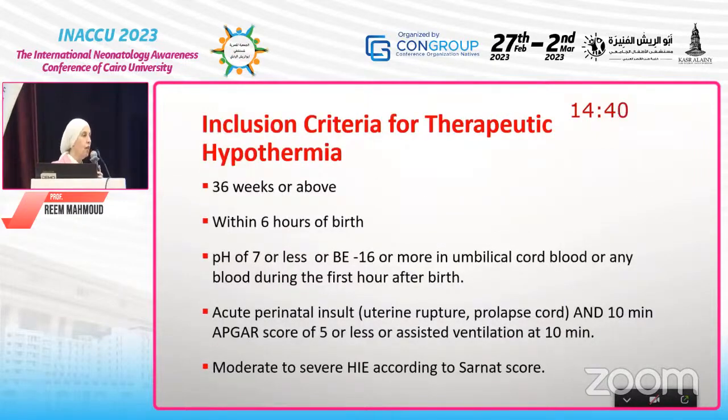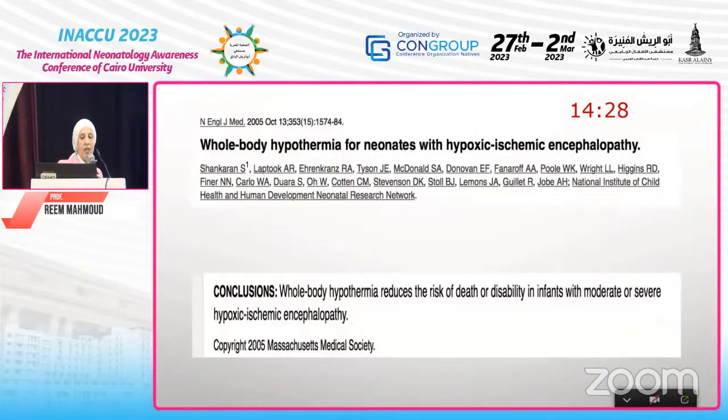Inclusion criteria are near-term or full-term babies, pH of 7 or less, moderate to severe encephalopathy, Apgar score of less than 5 at 10 minutes, or assisted ventilation at 10 minutes because of failure to initiate breathing. This study was published in the New England Journal. It concluded that whole body hypothermia reduces death and poor neurodevelopmental outcome at 2 years of life. Since then, therapeutic hypothermia has become a standard point of care in our neonatal ICUs.